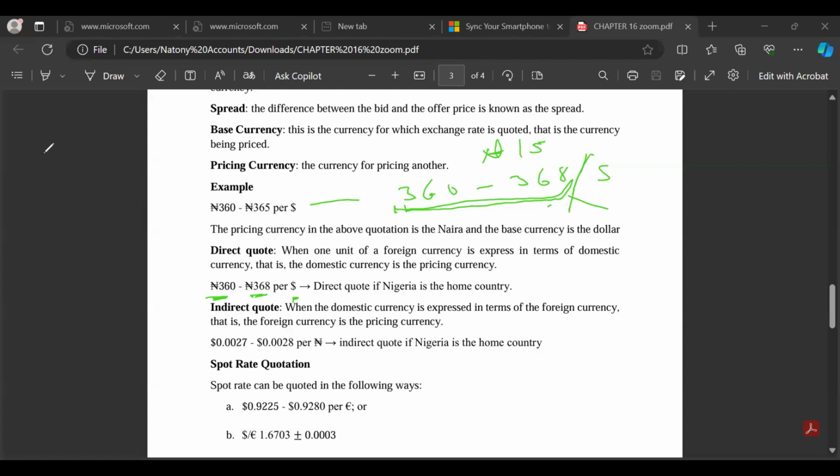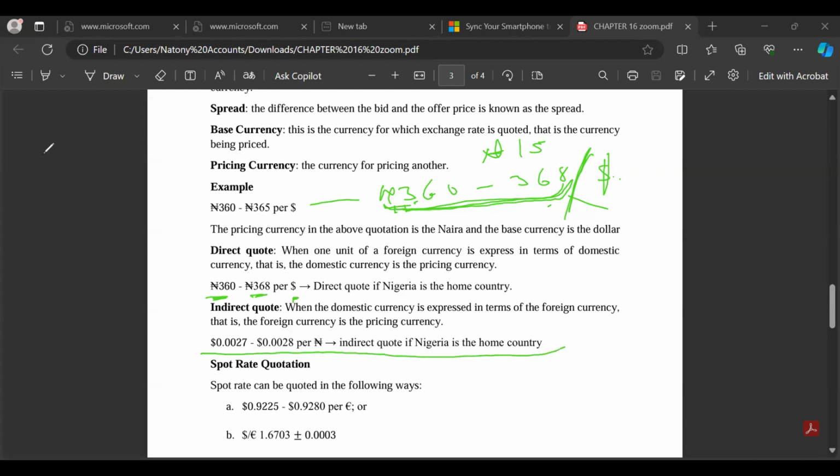It makes more sense for you to say you are buying the dollar because you are pricing the dollar. The dollar here is the currency that is being priced. You are using the naira to price the dollar, so you are buying the dollar. So since this pricing currency is in the local currency, it is a direct quote. On the other hand, if the pricing currency is in the foreign currency, it is an indirect quote.